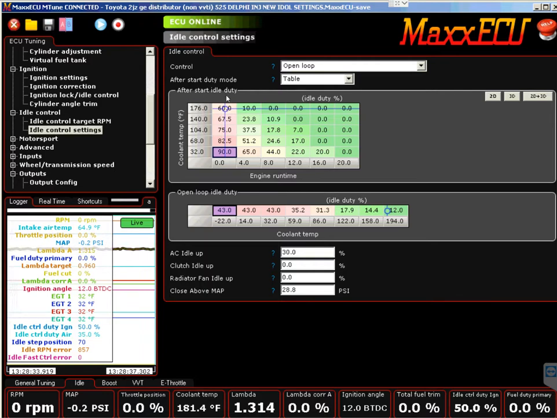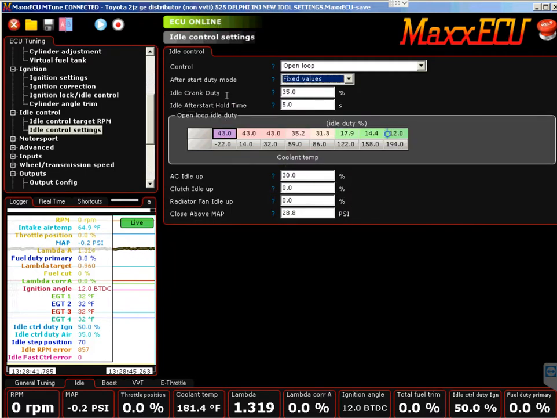You're correct, and that's how I found how to solve it. You have to click on this. You have to go back to fixed values, and then hidden behind there, you have idle crank duty. If you don't go back there, you can't get there to change the idle crank duty.